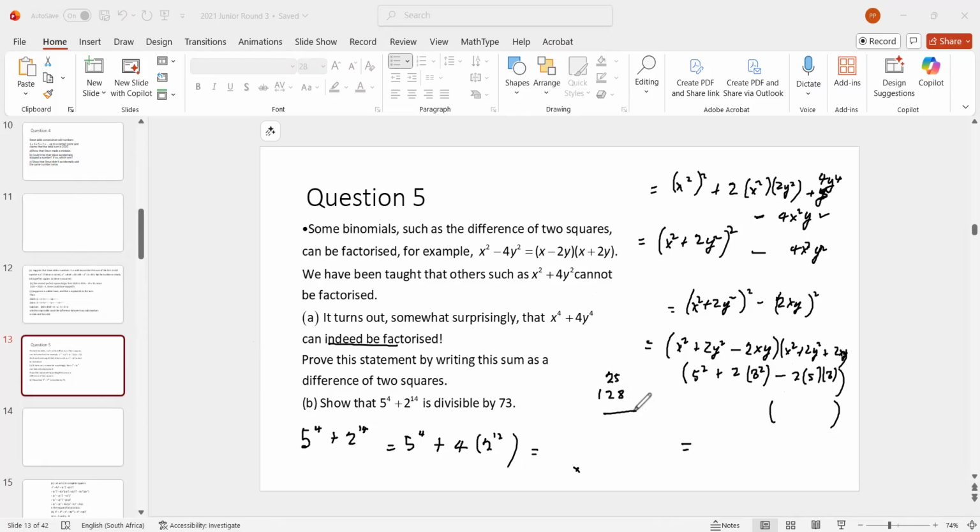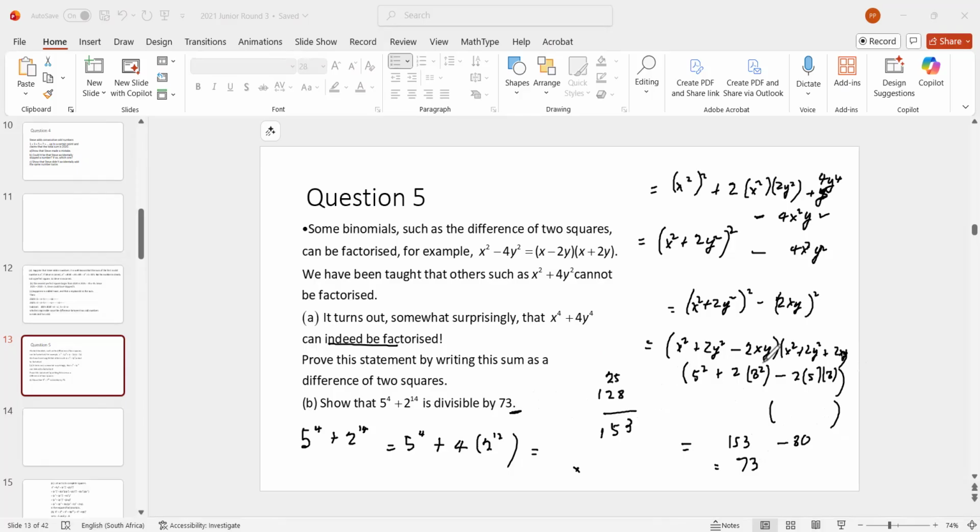Okay, we're going to add these two up. 5 plus 8 is 13. 1 plus 4 is 5. So those two add up to this. And then you're going to subtract 2 times 5 times 8. So this part here is 153. And 2 times 5 times 8, 2 times 5 is 10, 10 times 8 is 80. And 153 minus 80 is 73. That's exactly what we needed to show.